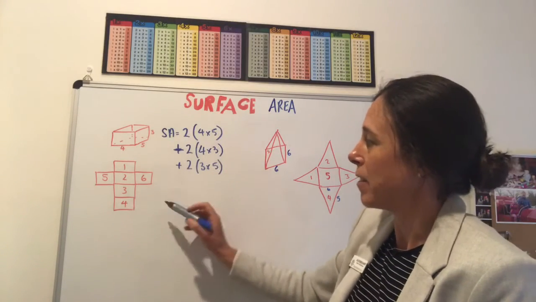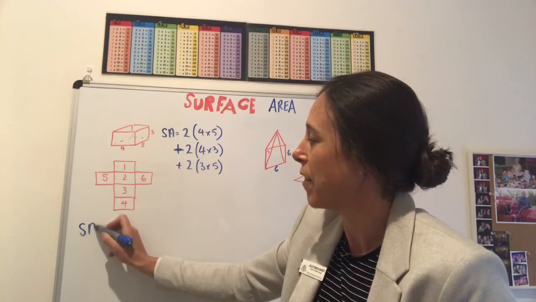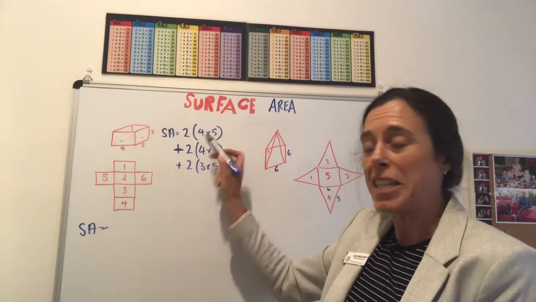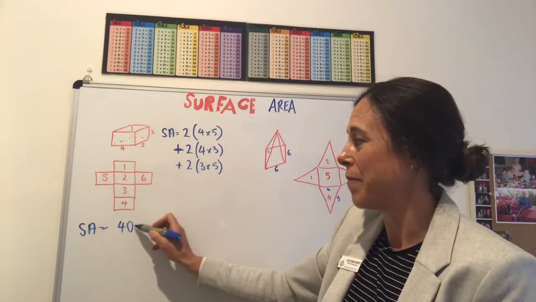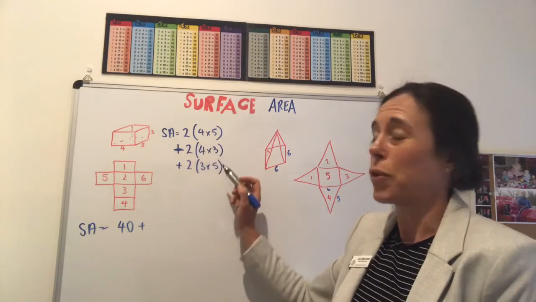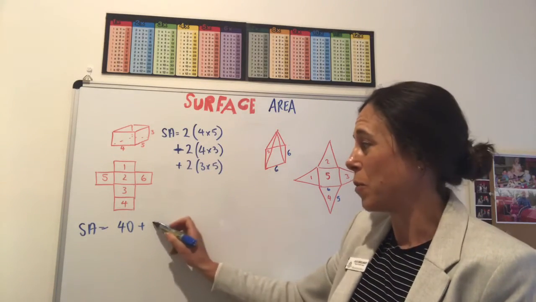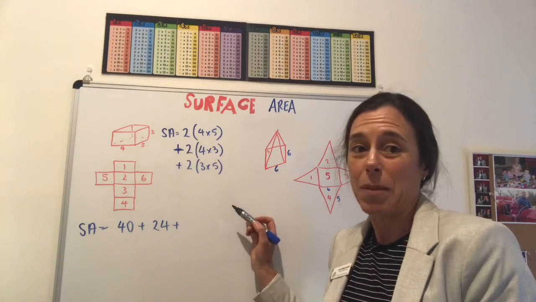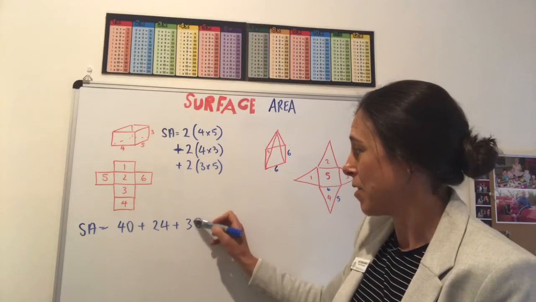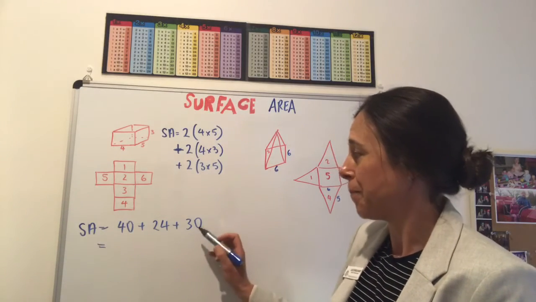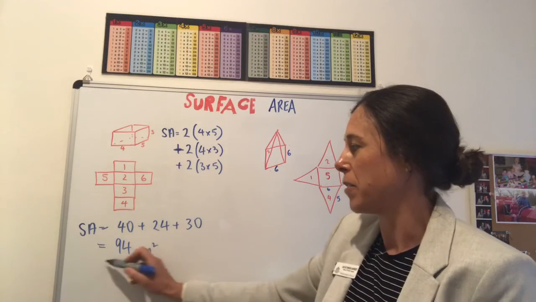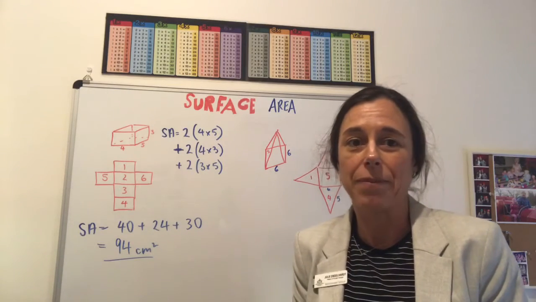So we can do the maths on that now, and we know that surface area will be equal to 4 5s are 20, 20 times 2 is 40, plus 4 3s are 12, 12 times 2 is 24, plus 3 5s are 15 times 2 is 30. So we're going to add all of those together to have 94 centimetres squared, or whatever your units are.